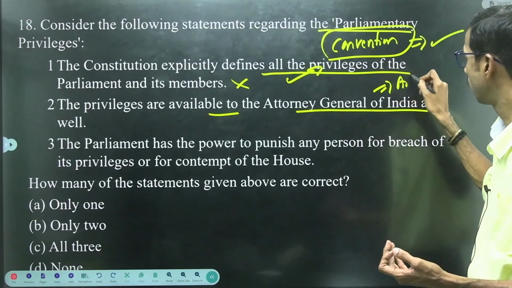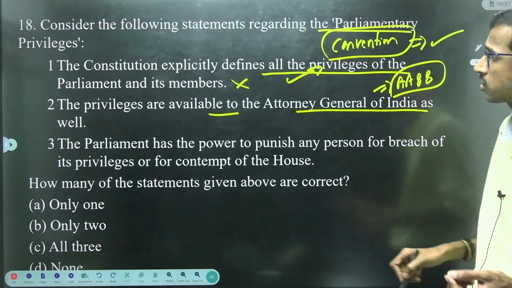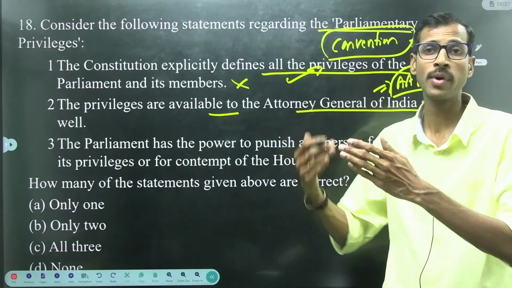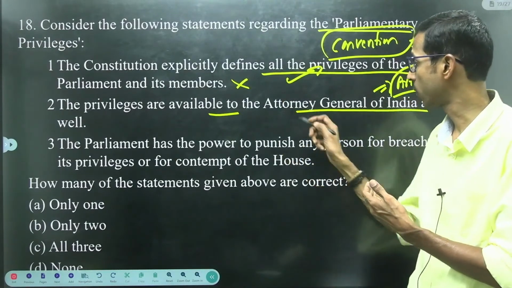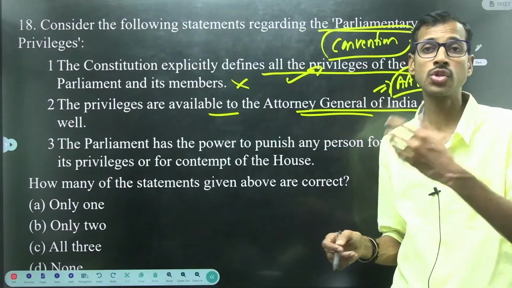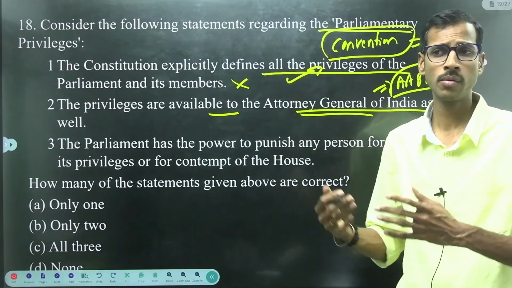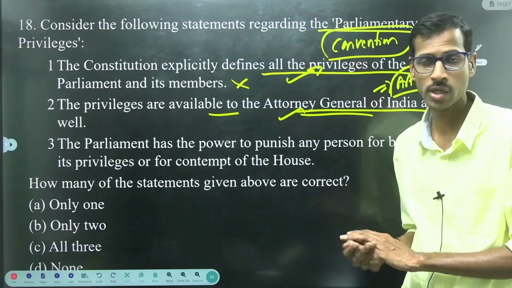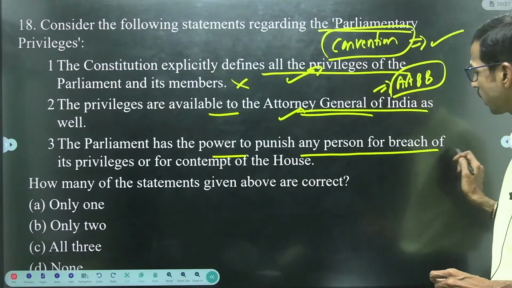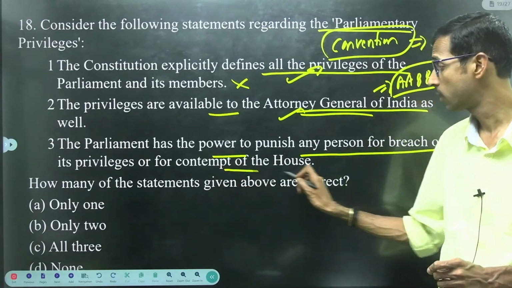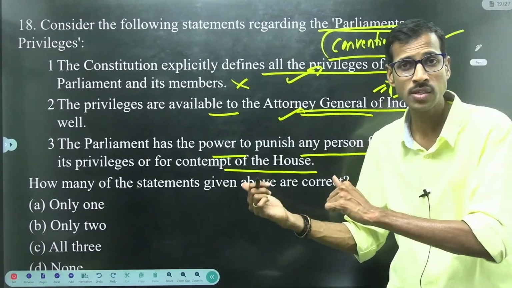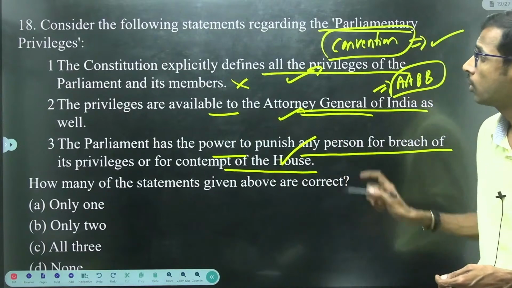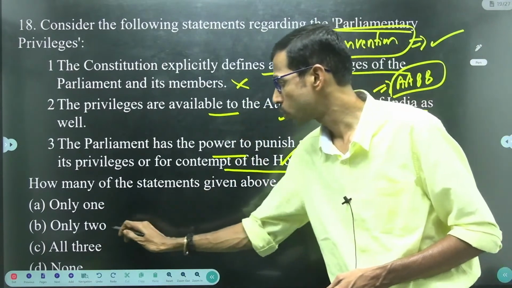If you see Article 88, the Attorney General has some additional powers. As the highest law authority in India, he can participate in any proceedings of the houses, right? That is the power, but he cannot vote. Parliament has the power to punish any person for breaching its privileges or for contempt of the House. These privileges have to be used properly by members, ministers or the Attorney General. So except the first statement, the other two are true and correct.